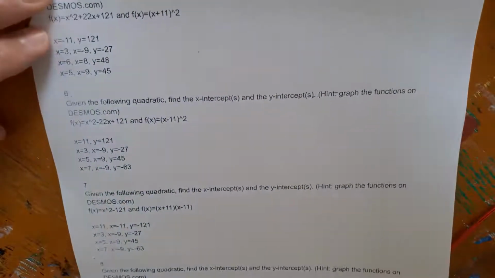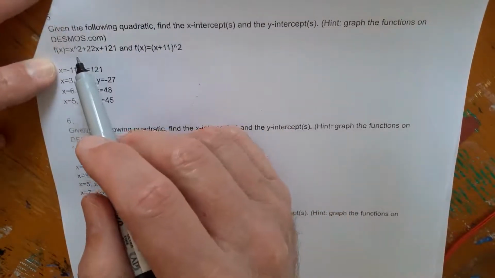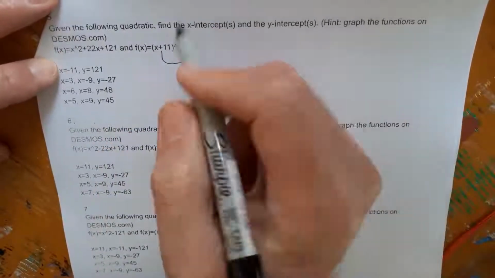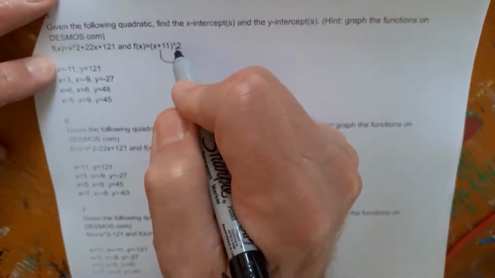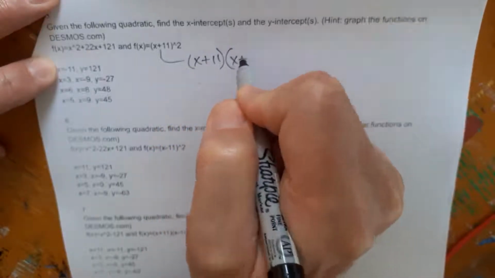And this becomes very repetitive. Do they give us any? Let's see. Anything interesting here? This is kind of interesting, right? It's x plus 11 squared, which we know is x plus 11 times x plus 11.